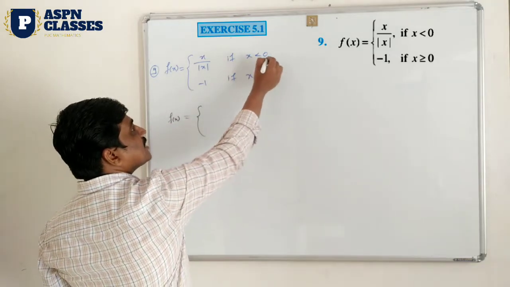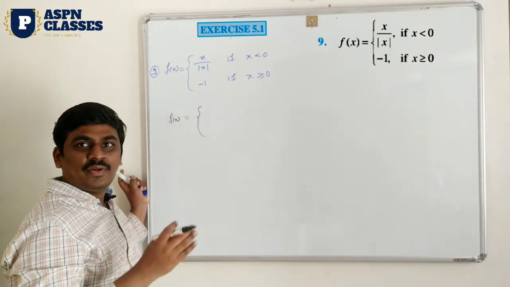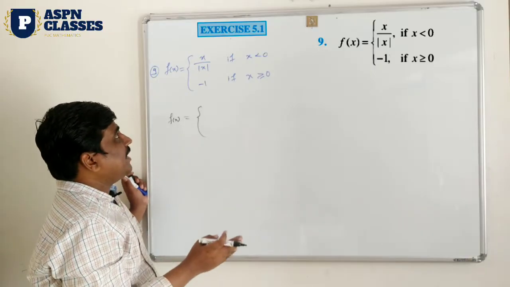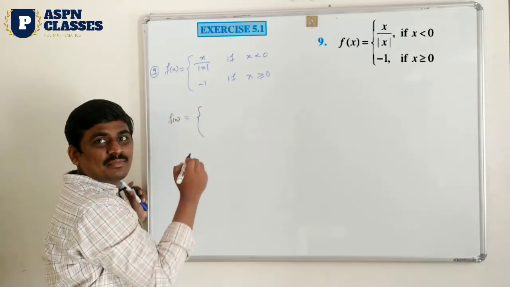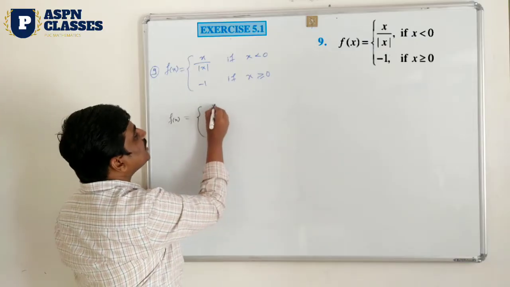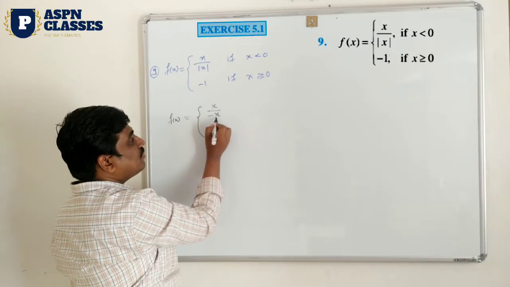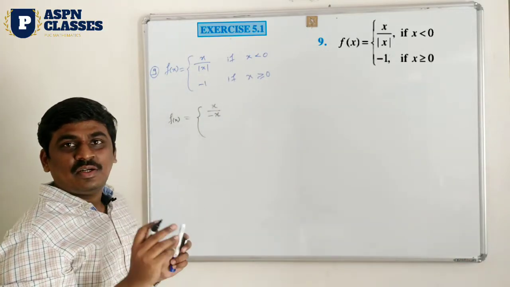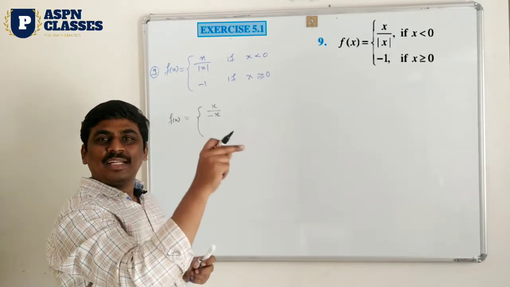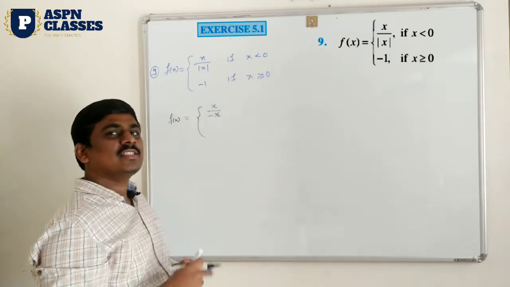If x is less than 0, what are the values? Negative values only. When you take a negative value, what is the modulus? Minus x only. So in this case you write x divided by minus x. Here this x is as it is, but in the modulus only I am discussing. Modulus function you already know, no? Minus x if x is less than 0, plus x if x is greater than 0.